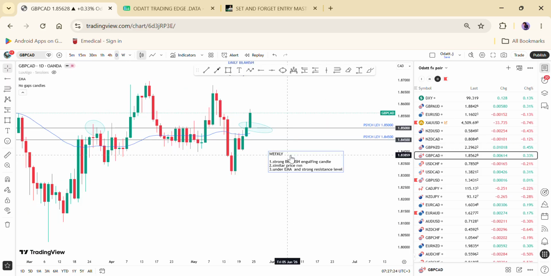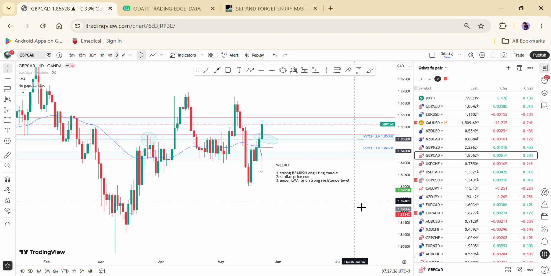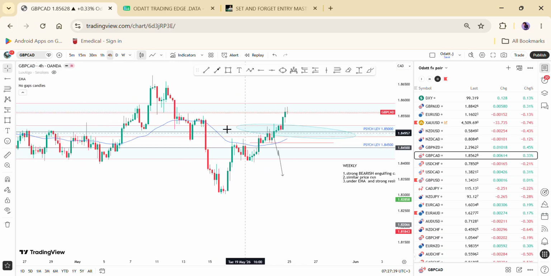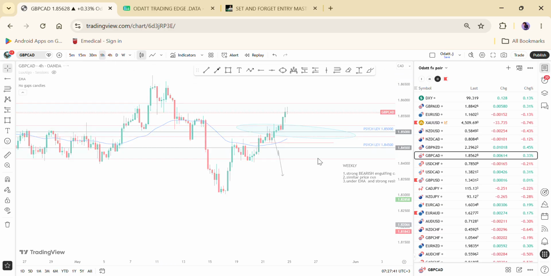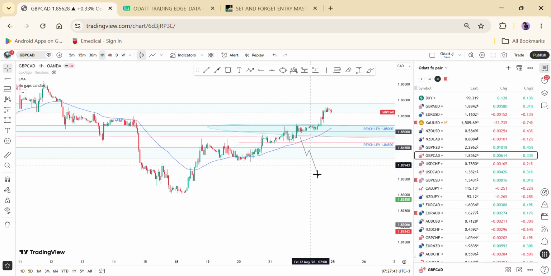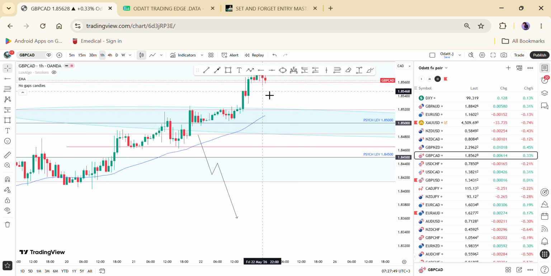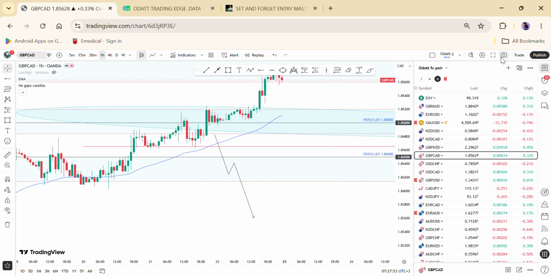GBP CAD, actually I didn't find entry in this area. Daily we are bearish. We're looking for the price to retest this area so that we can continue selling to the downside. But on 1 hour, price reached, rejected, but the 1 hour didn't provide that shift of market structure to look for continuation to the downside. So I didn't take this trade.